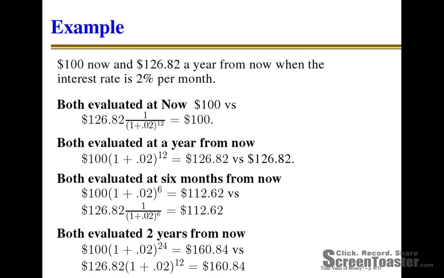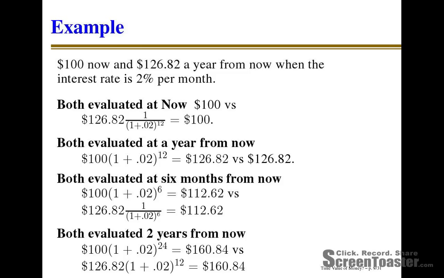And this is that simple exponential time discounting that I showed you, where you take the future value and you divide it by 1 plus the interest rate raised to the power of the time periods that are in the future. So I'll start you off with $100 now. And I'll also give you this other value, which is $126.82 12 months from now. And I'll also give you an interest rate, which is 2% per month.